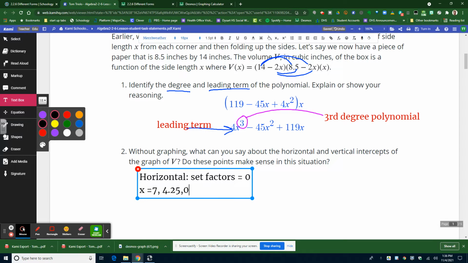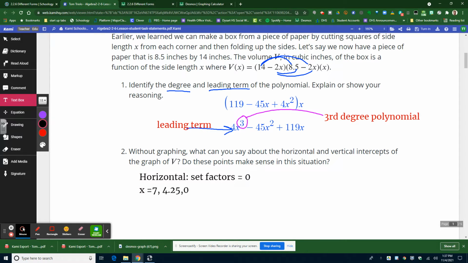Now, vertical. In a function, how many vertical intercepts can you have? Can you have 3? Yeah? 7? How about 30,000? No! What's the test we use to test something's a function? It's called the vertical line test. How many points can it go through? 1. So how many vertical intercepts can you have for a function?